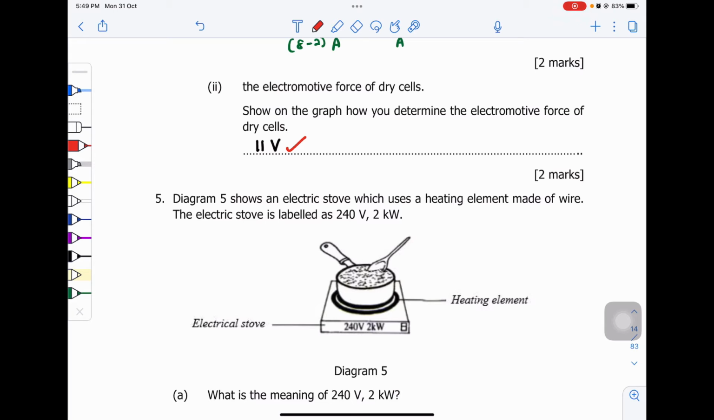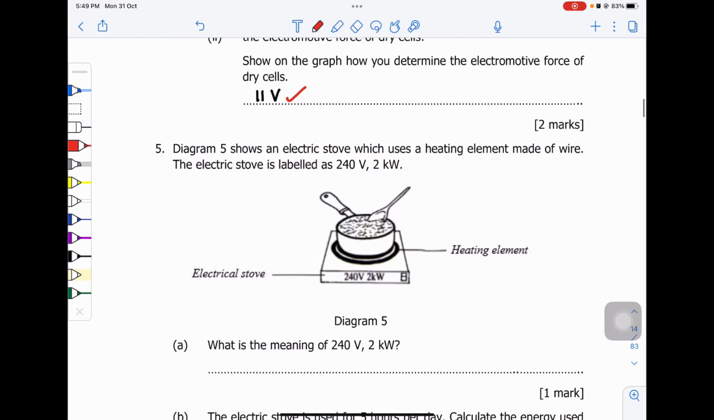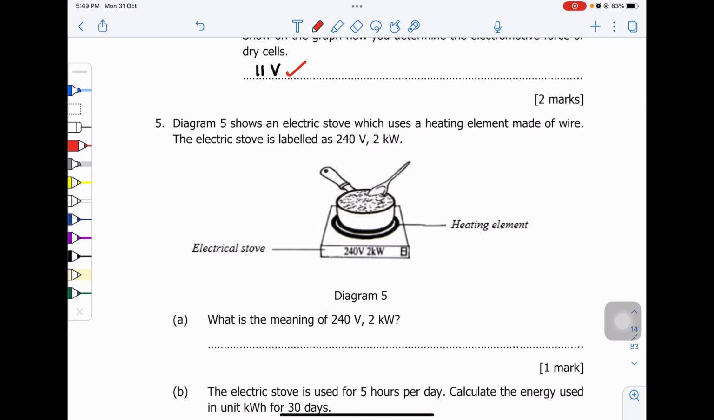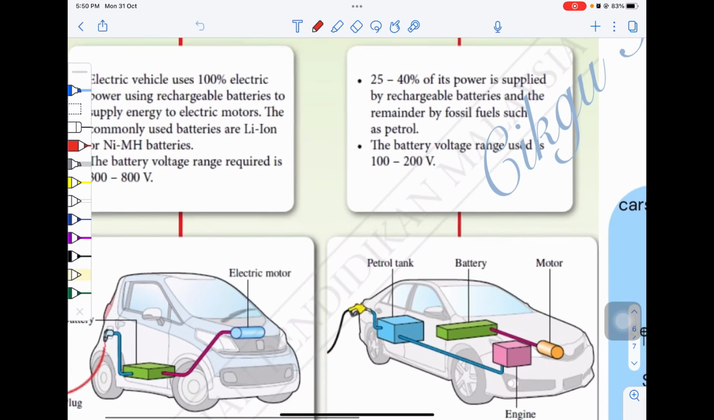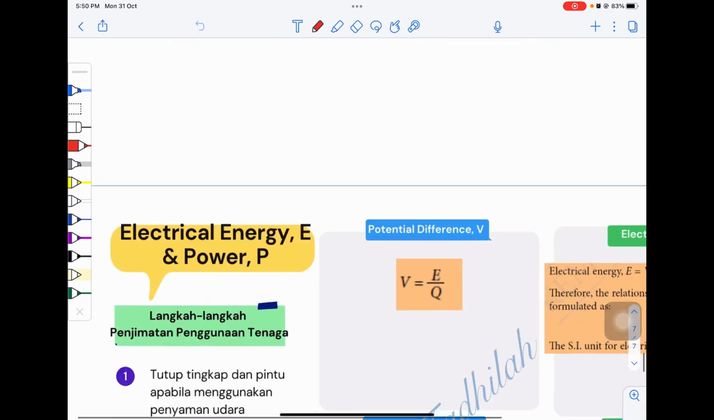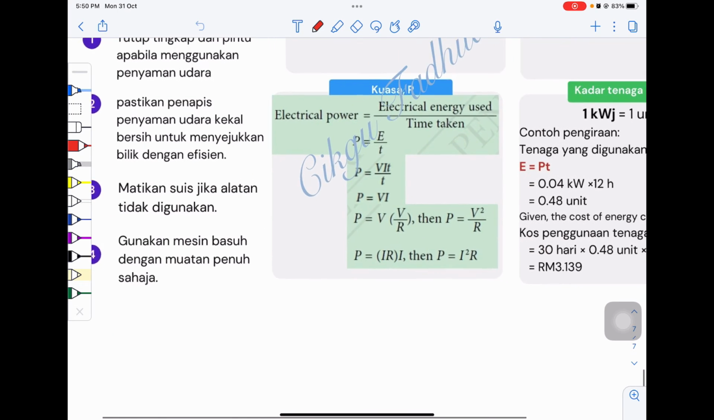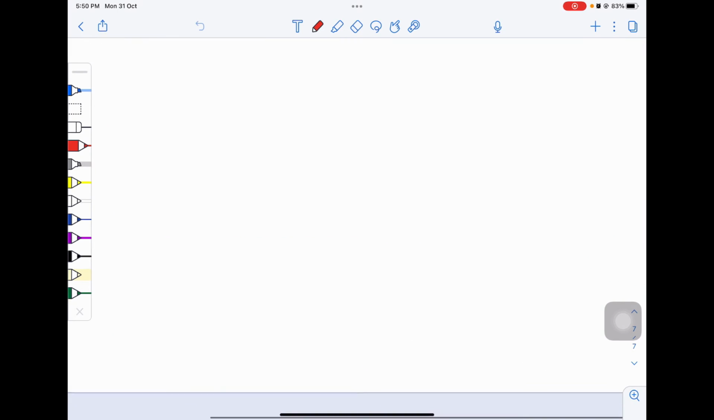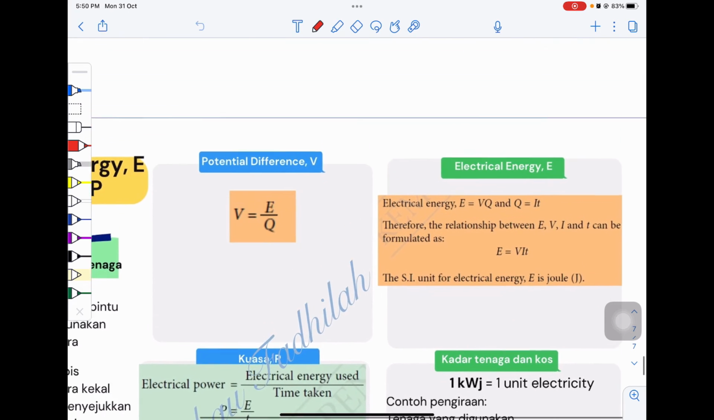Number 5. Diagram 5 shows an electric stove which uses a heating element made of wire. The electric stove is labeled as 240 volt, 2 kilowatt. What is the meaning of 240 volt, 2 kilowatt? That is very important, this question must come out every time. It's not in the notes, though.